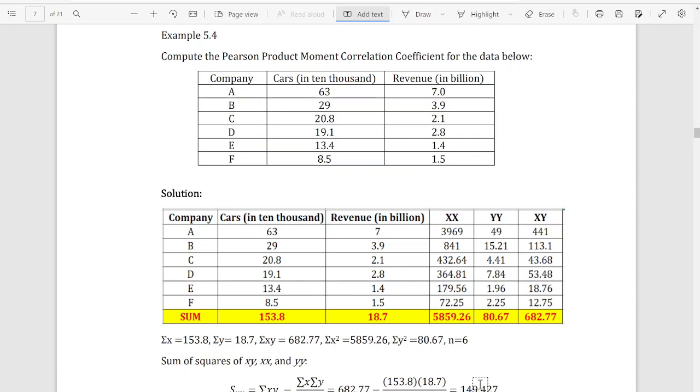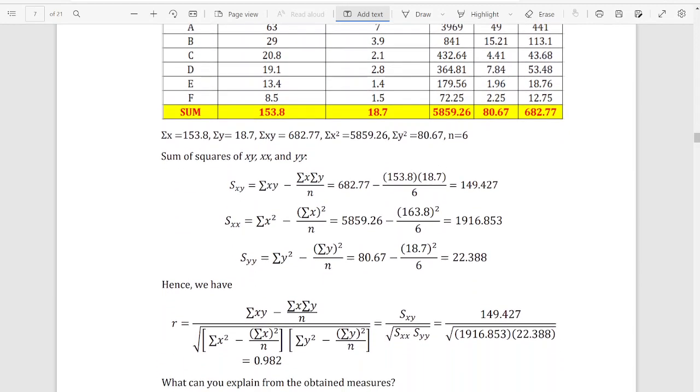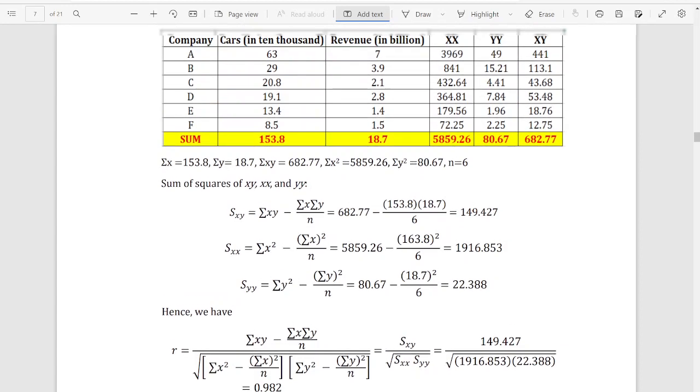So you get 441. Once you have all these values, you calculate the sum for each column. So you calculate the sum of X, sum of Y, sum of XX, sum of XY, sum of YY. So this is what you have at the bottom, all these summation values. Once you have the summation values, you can calculate the sum of XX, sum of YY, and sum of XY. This is given by the formula.